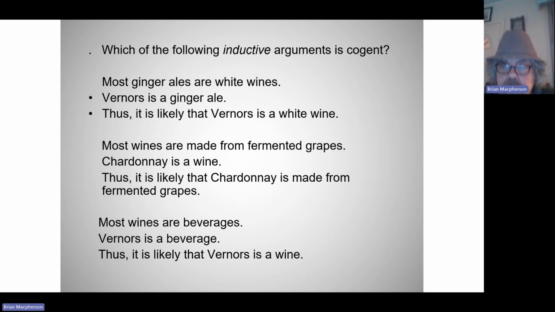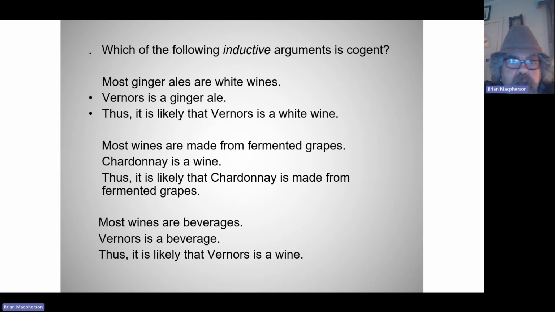If it really is true that most wines are made from fermented grapes, and if it really is true that Chardonnay is a wine, then I think you would agree that it is likely that Chardonnay would be made from fermented grapes. So that argument is inductively strong, and it is also cogent because premise one, as far as I know, I'm not an expert on wines. Maybe for all we know, more wines are made from other fermented things than grapes. But as far as I know, most wines are made from fermented grapes. So that premise is true.